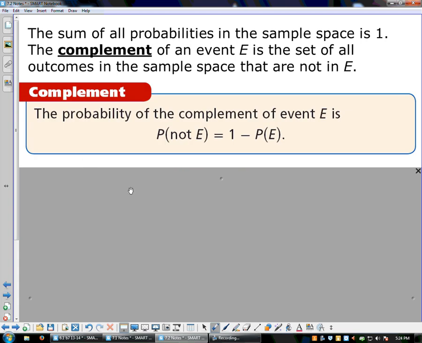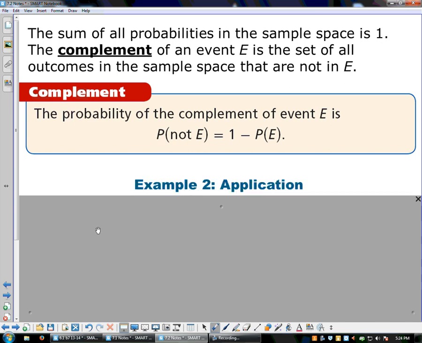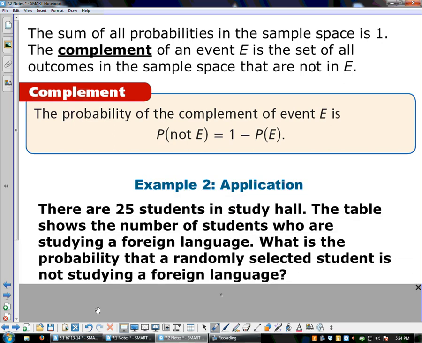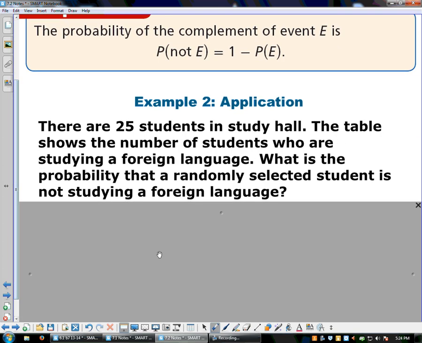The probability of the complement of an event E, the probability that something is not E, is going to be 1 minus the probability that it is E. And so let's take a look at this example.